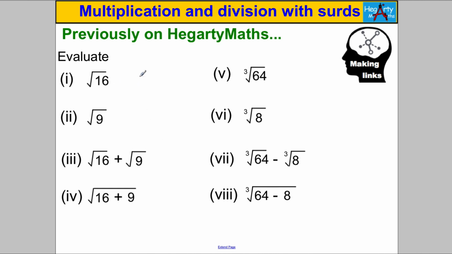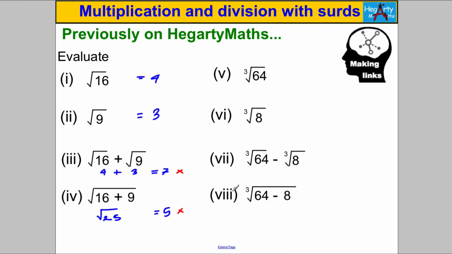The square root of 16 is 4. The square root of 9 is 3. The square root of 16, which we just said is 4, add the square root of 9, which we just said is 3, gives us 7. And the square root of 16 plus 9 is the square root of 25, which is, oh look, 5. That is not the same as this. Okay, that's interesting. So when you have the square root of a number added to the square root of a number, you can't just say that's the square root of the two numbers added together. That's really important there. So it's not working for addition.